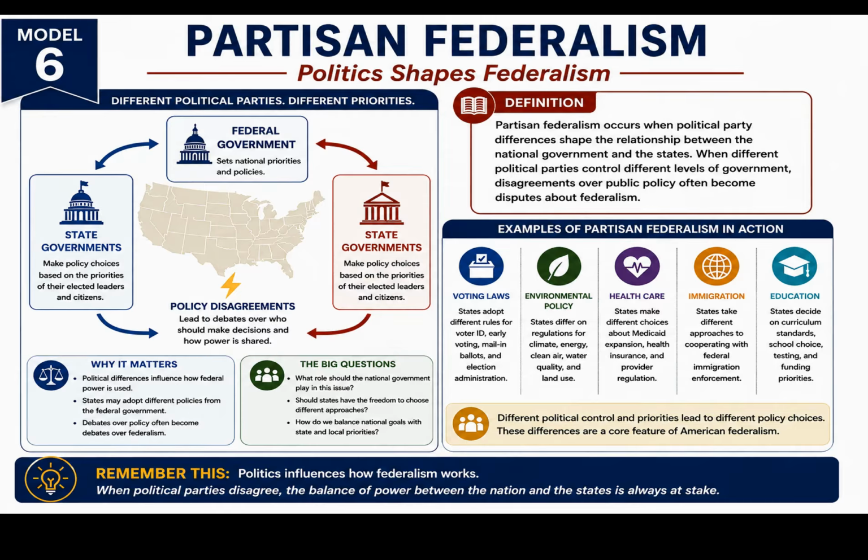States may establish different priorities based on the choices of their elected leaders, while the federal government sets national priorities and policies. Issues such as voting laws, environmental policy, health care, immigration, and education often illustrate partisan federalism in action. The one thing to remember is this: politics influences how federalism works.